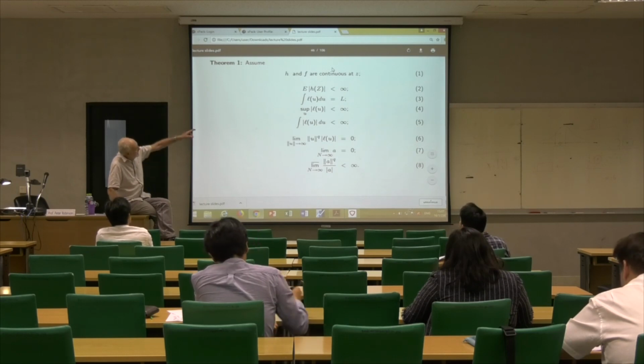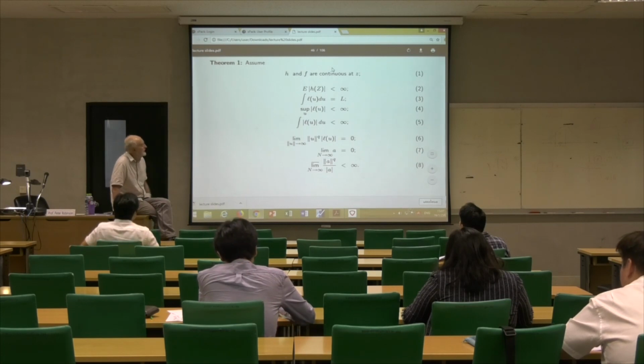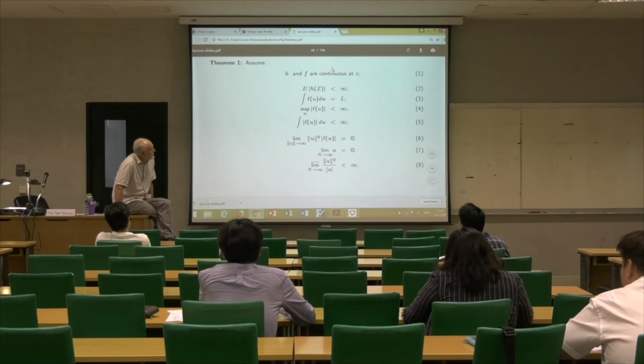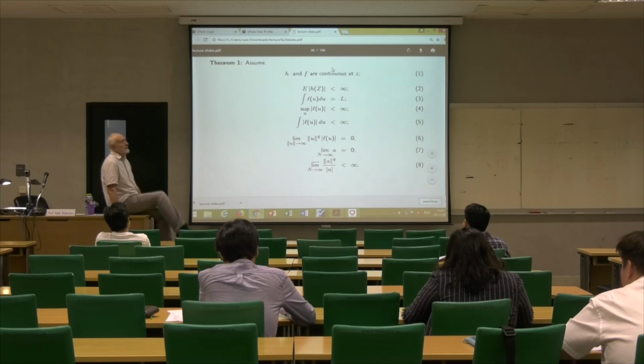We also need, more technically, the condition 2 that the expectation of the function of interest h is finite. Pretty mild assumption, really.